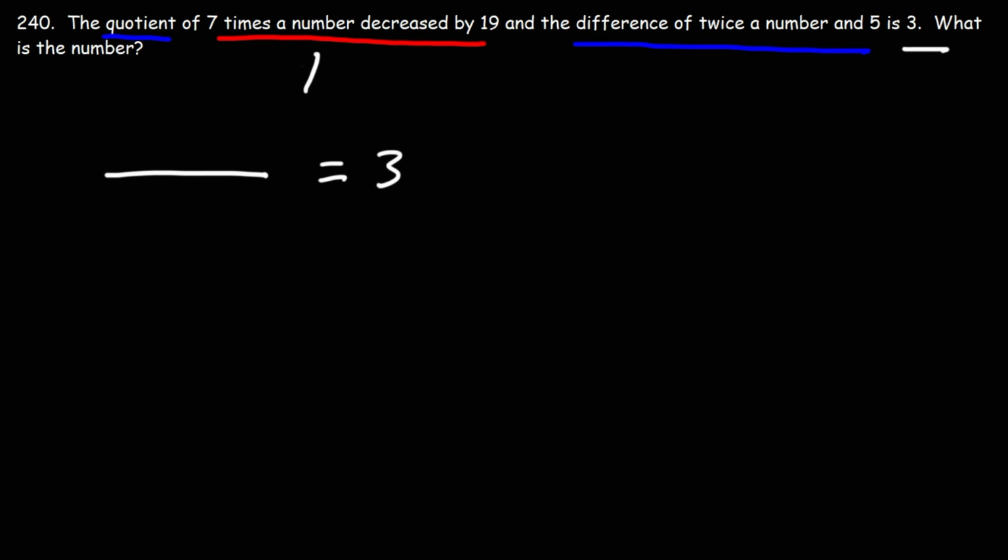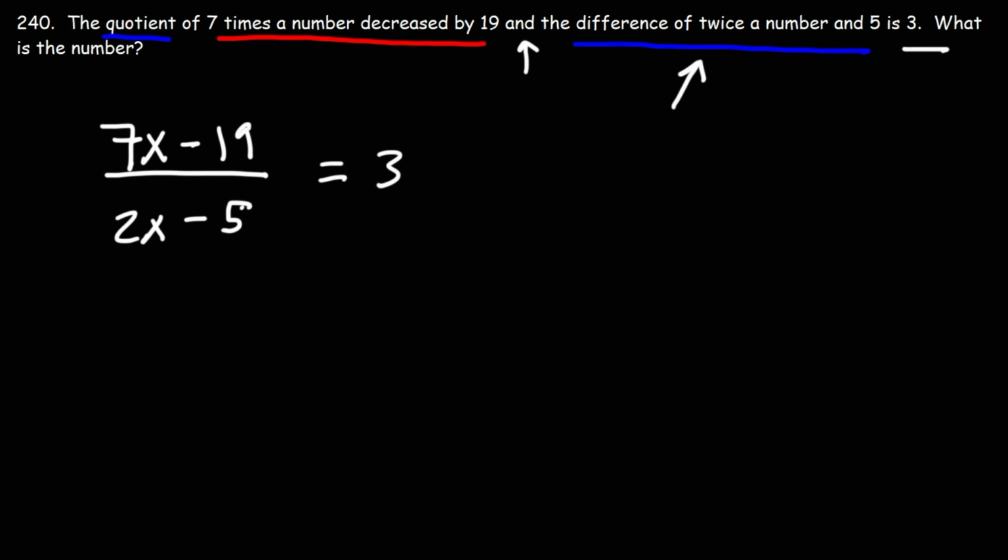So what is 7 times a number decreased by 19? 7 times a number is 7x, and then decreased by 19. And, so that's the other part of the quotient, the difference of twice a number and 5. Twice a number is 2x, 5, and then we have the difference of them. So reading it from left to right, twice the number, 2x and 5, so 2x minus 5, and then is 3. So that's the equation that we could set up from that sentence.